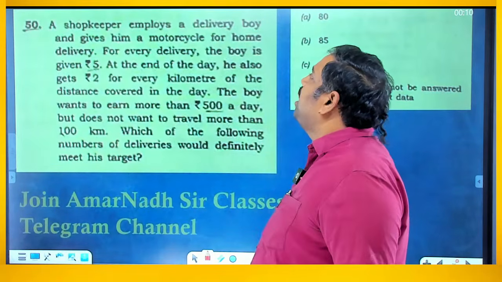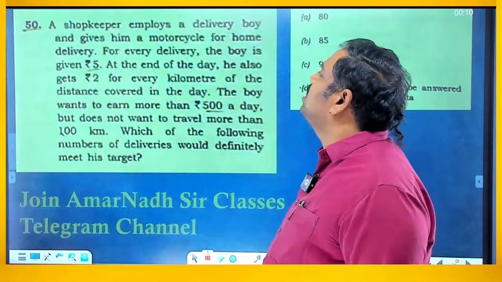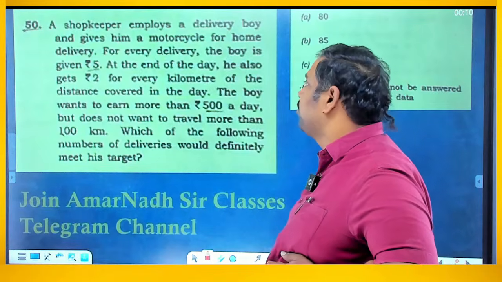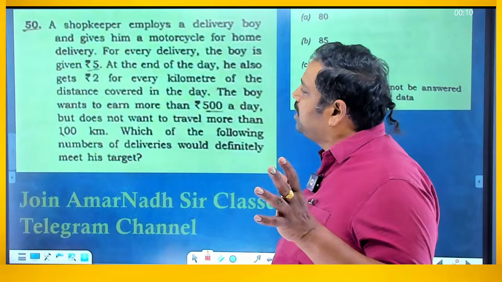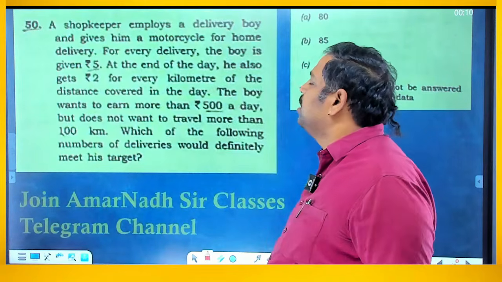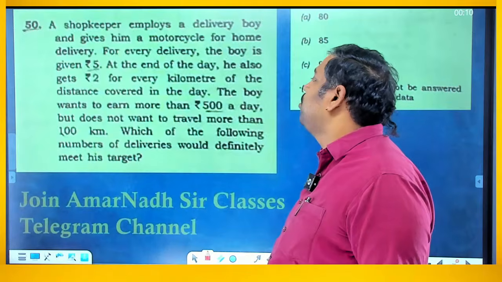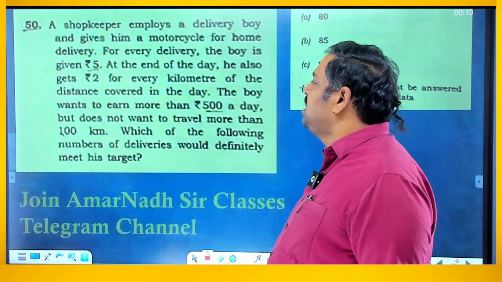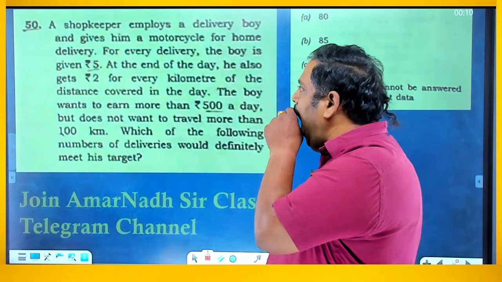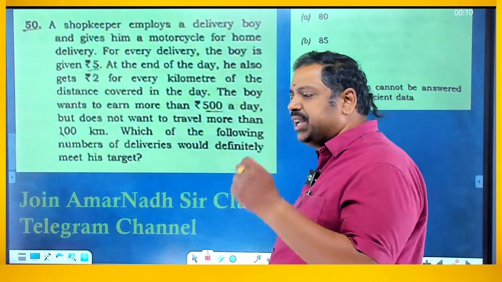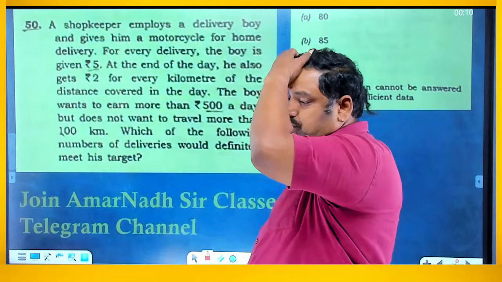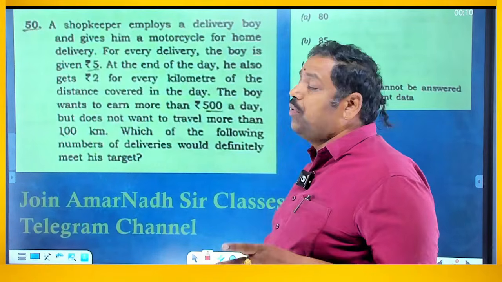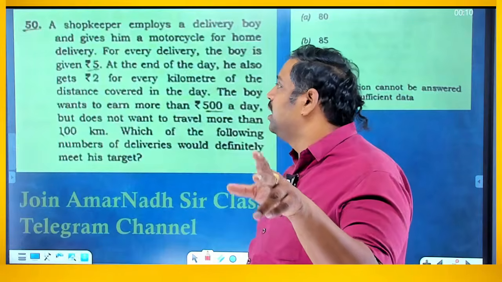A shopkeeper employs a delivery boy and gives him a motorcycle for home delivery. For every delivery, the boy is given 5 rupees. At the end of the day, he also gets 2 rupees for every kilometer of the distance covered in the day. If you give one delivery, 5 rupees he will get. At the same time, if he goes for 1 kilometer ride, he'll get 2 rupees.